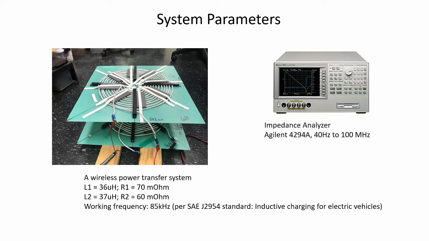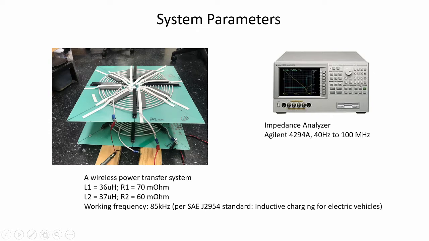the transfer efficiency. And in order to measure the inductance and resistance of this coil, I use an impedance analyzer, the so-called Agilent model 4294A. This is a powerful impedance analyzer because it can measure the impedance of any object from 40 Hz to 110 MHz.